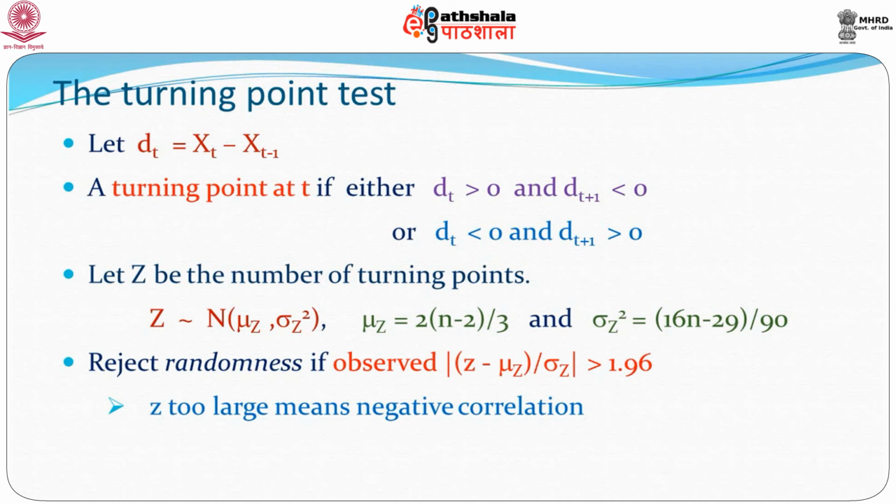Usually z too large means there are too many changes, too many turning points, which means there is a negative correlation. Z too small means that there are too few turning points and there is a positive correlation. In either case, the values are not going to be random. So, it should be somewhere in between, and if z minus mu z is negatively or positively large, then we should be rejecting the hypothesis of randomness.